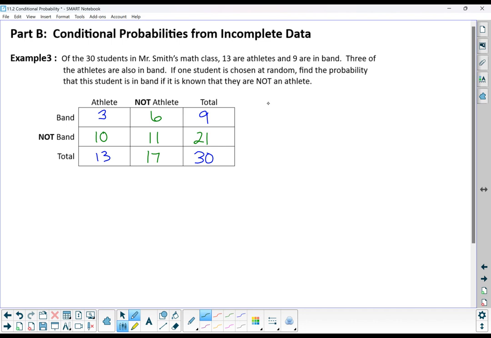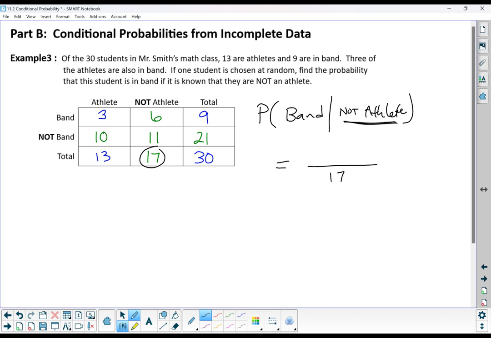So now we have this complete information that we can use to answer our question. The question is, if a student is chosen at random, find the probability that the student is in band if it is known or given that they are not an athlete. The condition that we know is that they're not an athlete, so it's going to be out of 17 students. And how many of those are in band? Well, there are 6 of them. So our probability is 6 out of 17. That's about 35%.